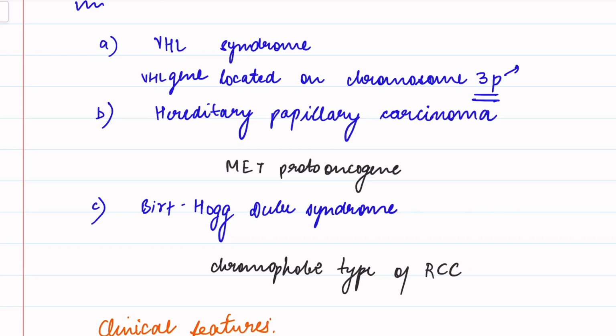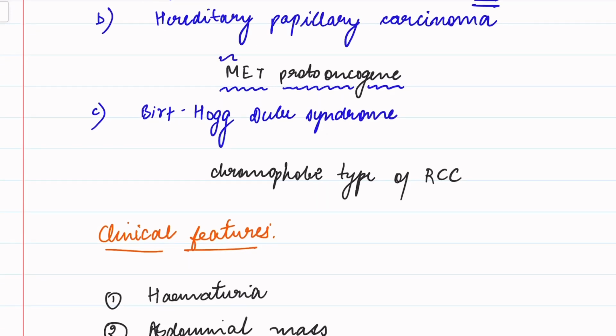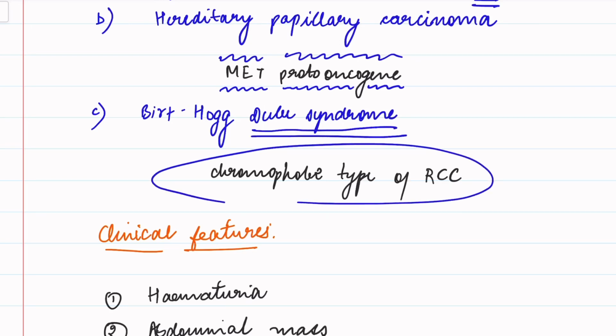Is P the long arm or short arm? You have to tell me in the comment section below. Okay. Hereditary papillary carcinoma is associated with the MET proto-oncogene. Have you heard about this MET proto-oncogene anywhere else? Let me know in the comment section. Birt-Hogg-Dubé syndrome is associated with the chromophobe type of renal cell carcinoma. Okay, you will tell me what other things are found in Birt-Hogg-Dubé syndrome.